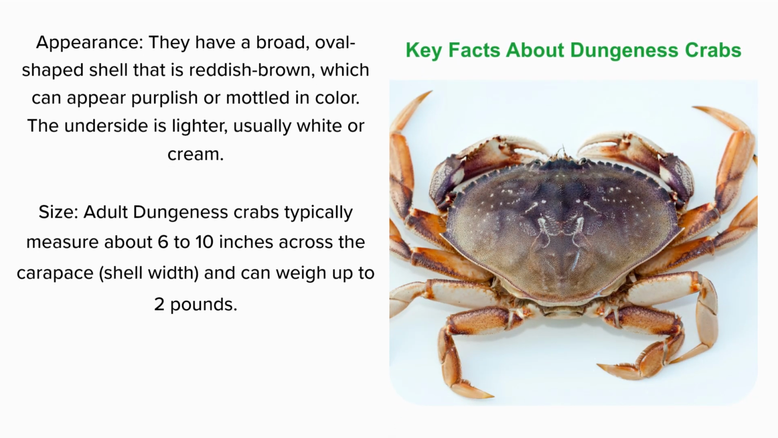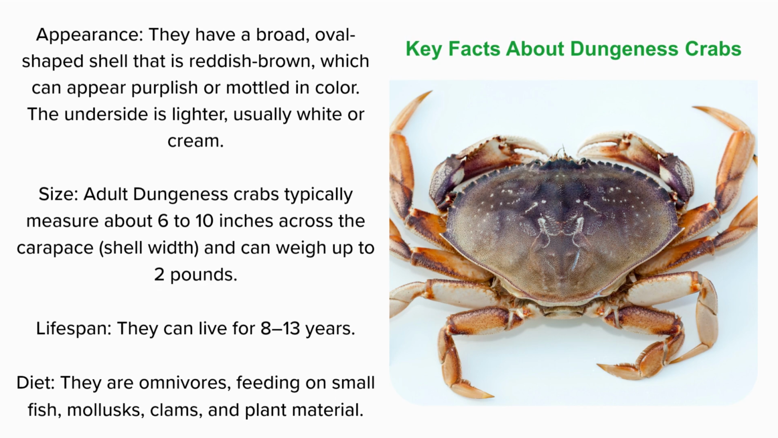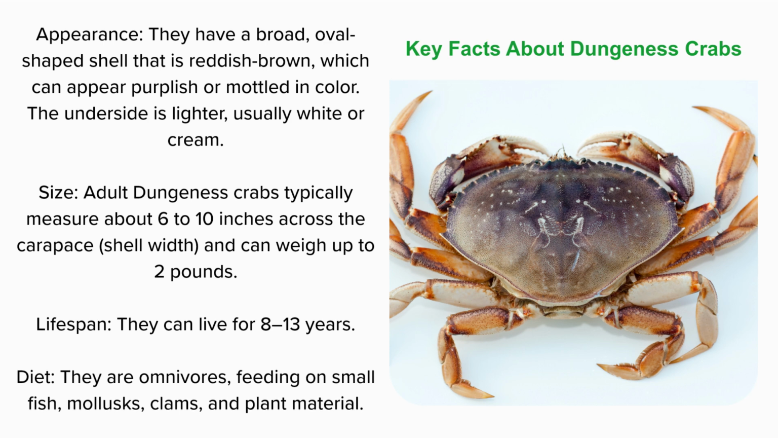Key facts about Dungeness crabs. Appearance: they have a broad, oval-shaped shell that is reddish-brown, which can appear purplish or mottled in color. The underside is lighter, usually white or cream.